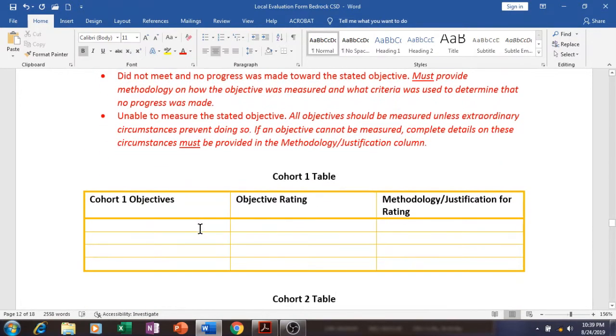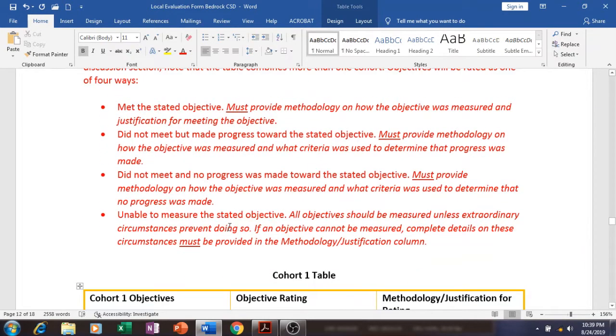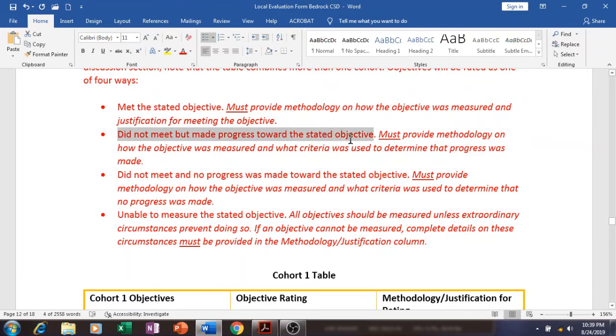So in each table, you're going to list the objective. You're going to rate it. How do you rate it? For each one, you're going to rate it in one of 4 ways. You either met the stated objective, you did not meet but made progress toward the stated objective, you didn't meet the objective and you made no progress toward it, or you were unable to measure the stated objective.